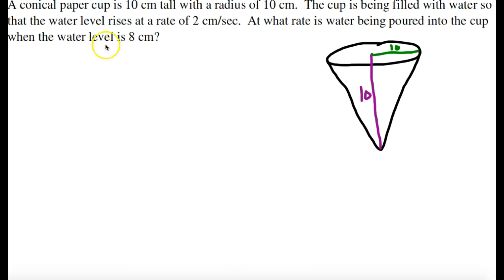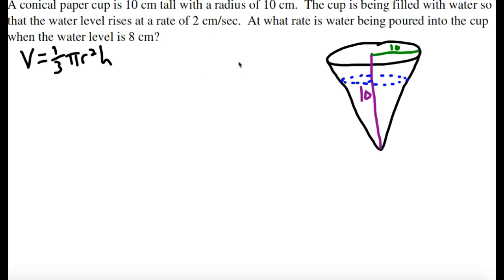The instance that we care about, that we're going to eventually work with, is when the water level is 8. So we're saying we filled up the paper cup all the way to here, where the water level is 8. Well, we know that we're working with the volume of a cone, right? So the volume of a cone is 1/3 pi r squared h.